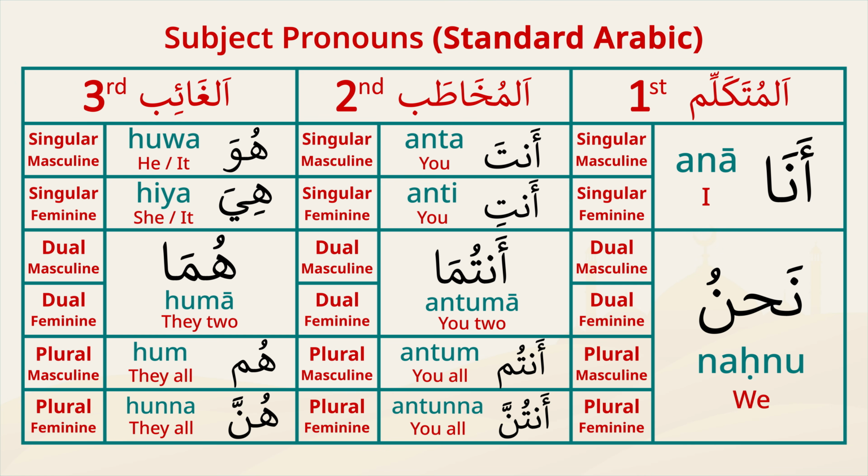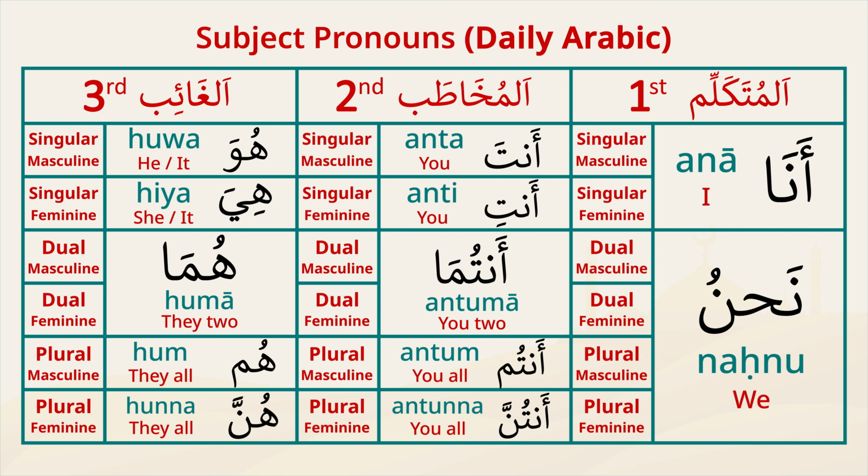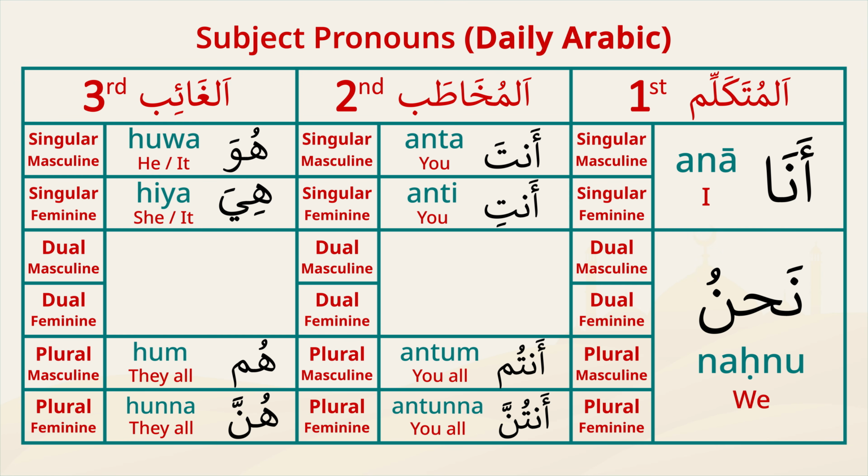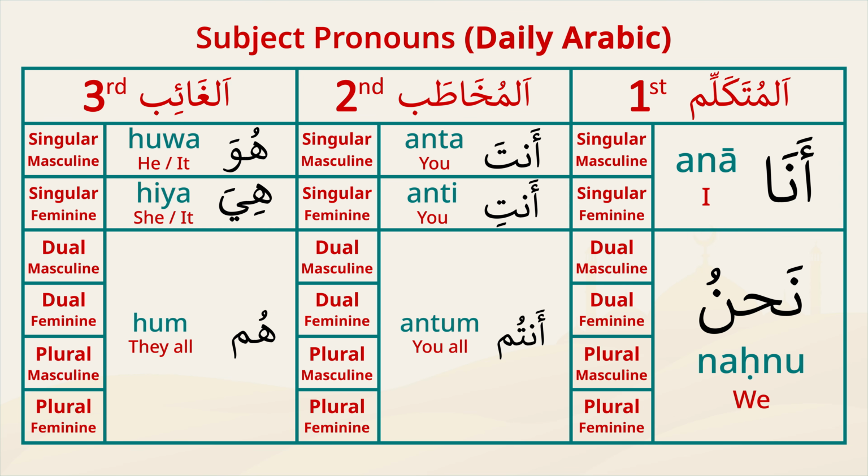Let's now convert this table into daily Arabic. As we said earlier, dual forms disappear, so let's remove the dual pronouns. We also remove the feminine plural forms. This gives us the final set of personal pronouns used in daily Arabic. Yet, there are some little changes regarding their pronunciation. Across Arabic dialects, personal pronouns are almost the same, and they are very close to the ones of Standard Arabic.